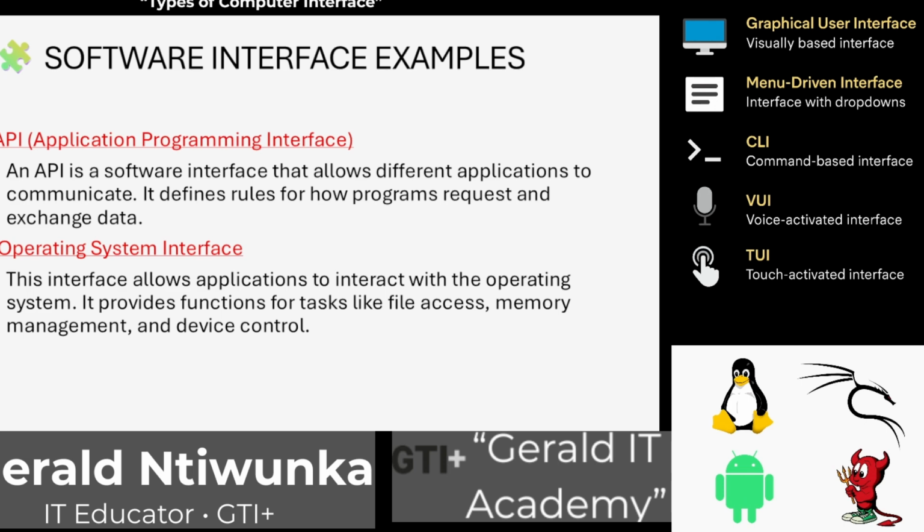Now, the software interface examples, as we already know them. The application programming interface, API, is a software interface that allows different applications to communicate. It defines rules for how programs request and exchange data. That is what this interface does.